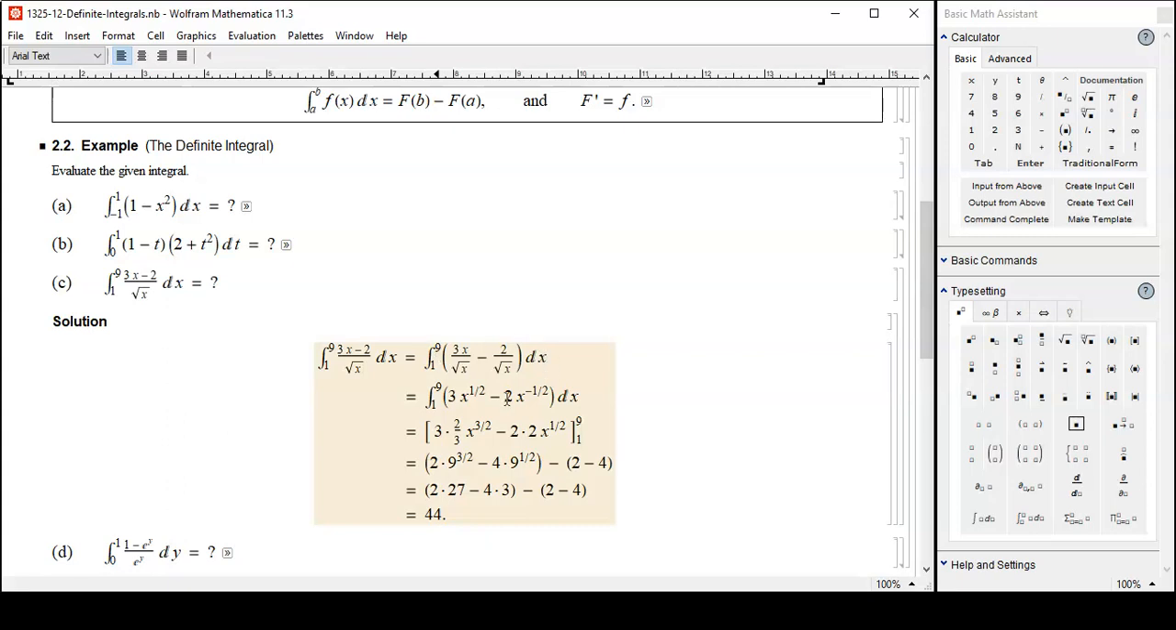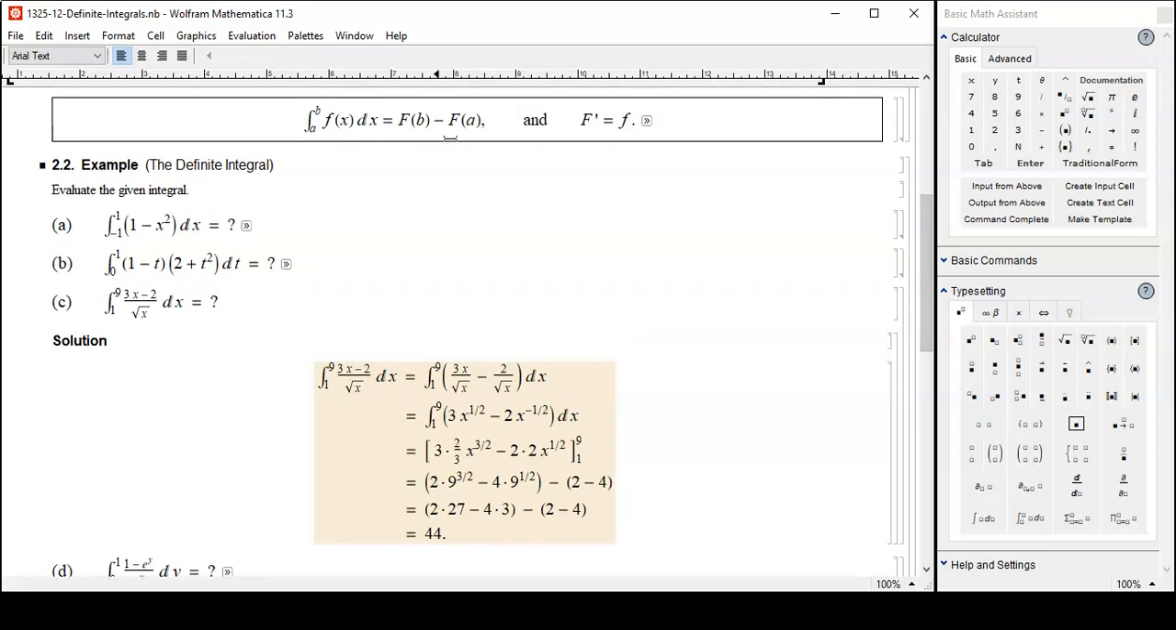Prepare the antidifferentiation and then get the antiderivative without plus c, no need for plus c, and then use this bracket expression as a shorthand of the fundamental theorem, yes to be used, and then use it. Plug in the top, plug in the bottom, subtract one from the other, and then what you have is the answer.